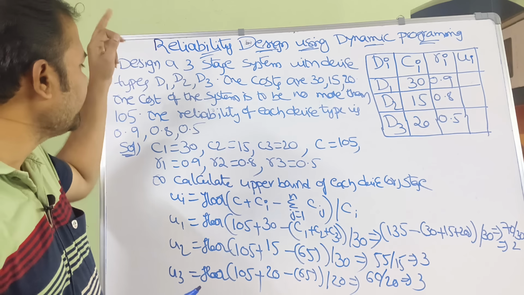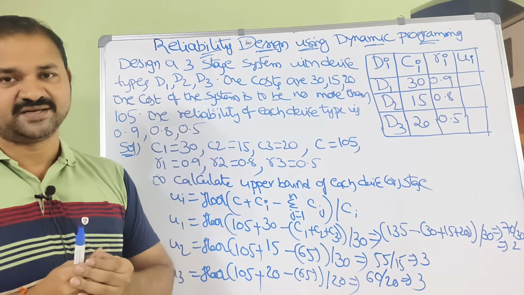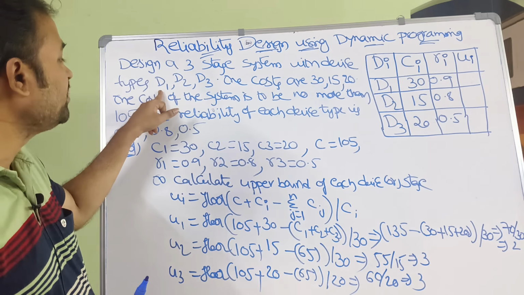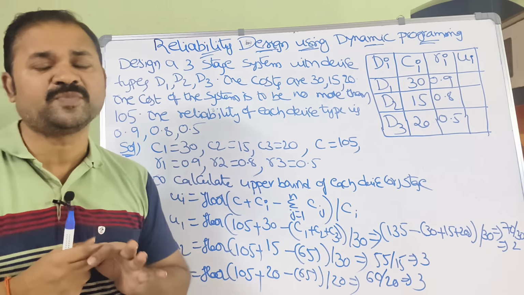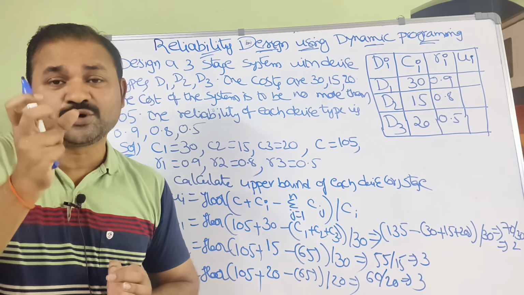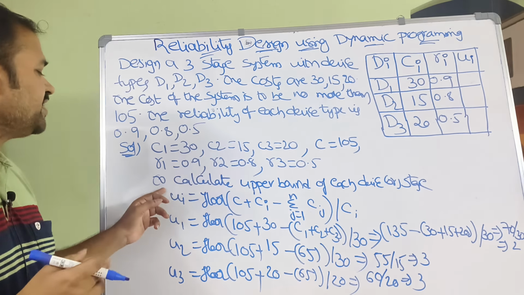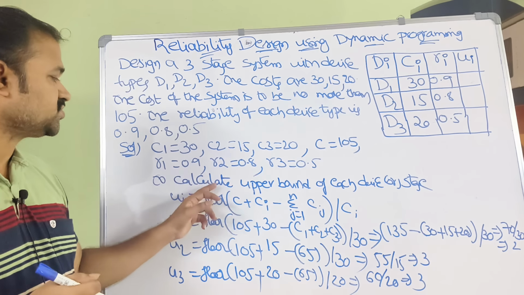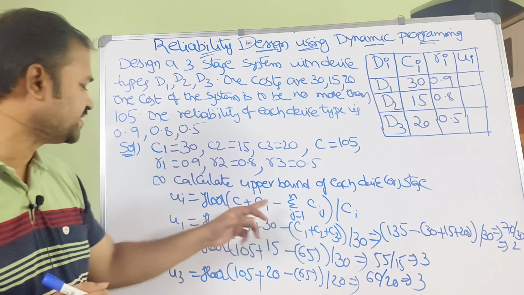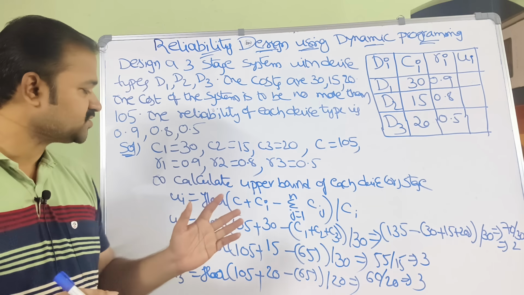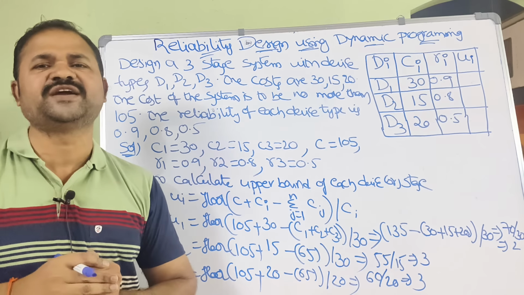So instead of maintaining one device, let us maintain multiple devices: multiple copies of D1, multiple copies of D2, multiple copies of D3. In order to determine the maximum number of copies, we are calculating the upper bound. To calculate the upper bound of each device or stage, we use a formula, and with its help we can maintain multiple copies of a device.